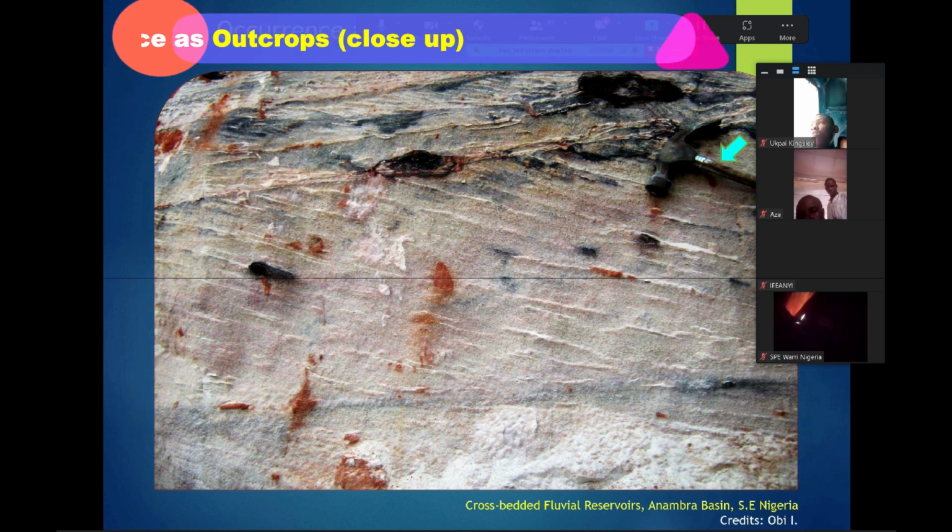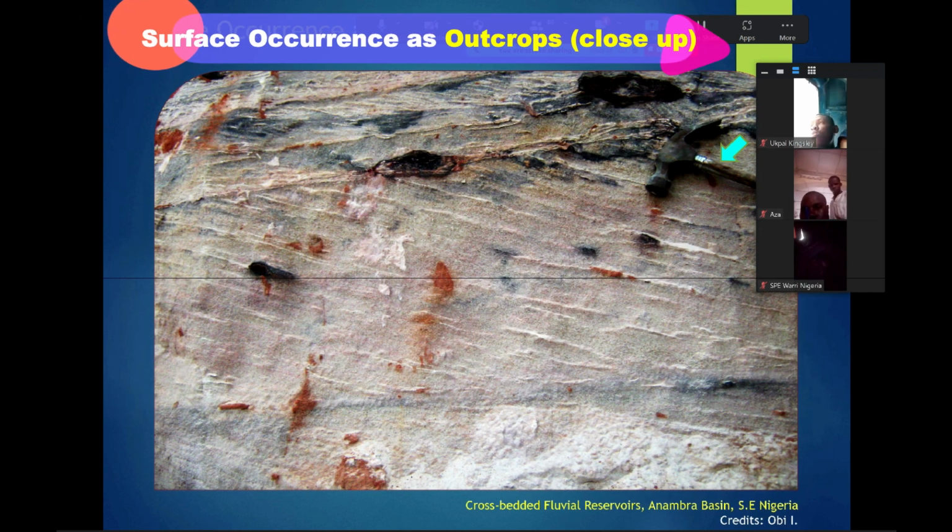They are actually one expression of reservoirs. And then this is a close-up on another expression of reservoirs. This is here in Nigeria. Very nice looking sands with what we call foresets, if you see them. I will talk a lot more about what these do in terms of connectivity as we progress.